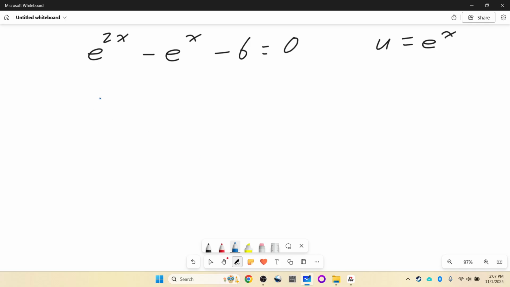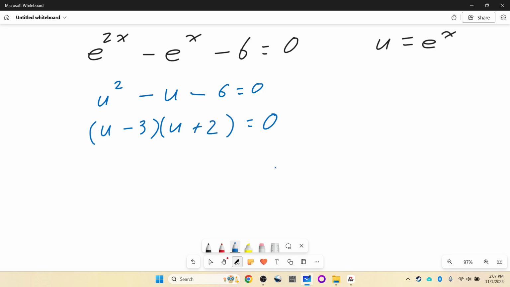So this would give me u squared minus u minus 6 equals 0. And then this is a quadratic. You solve it out the same way you would any other quadratic. When I first saw a quadratic that didn't have x, I was confused the first time. Like, you're allowed to use just any other letter? Yeah, you are. So we have two cases here.